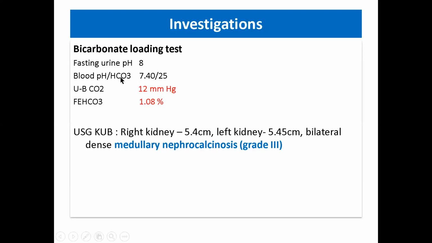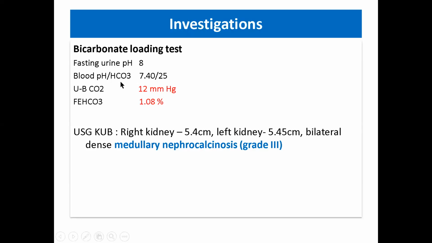Because we are giving a bicarb load, in case the distal tubules are not at fault, there is an increased production of H positive ions, which forms carbon dioxide and which leads to an increased urinary to blood carbon dioxide gradient. But here, despite giving bicarbonate, the urinary to blood carbon dioxide gradient was low. It should be ideally less than 10, but even 12 was considered as low, indicating a distal acidification defect.